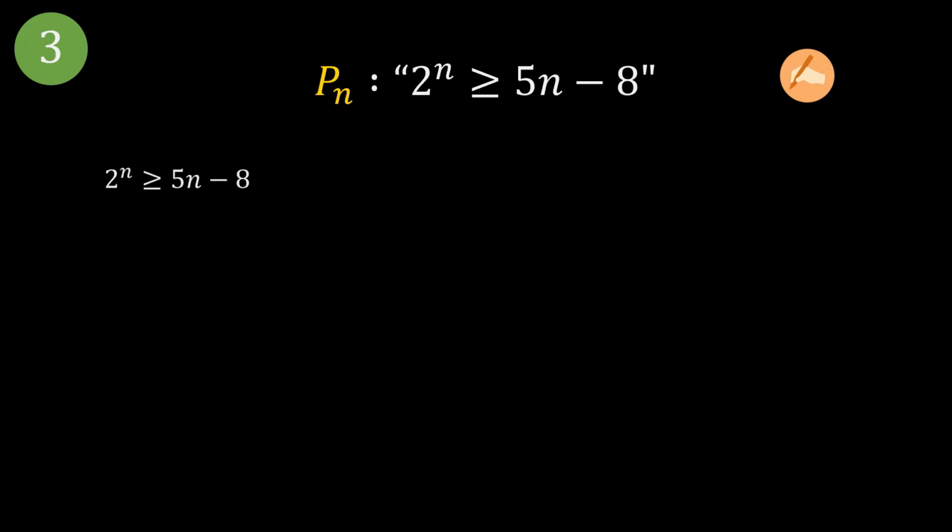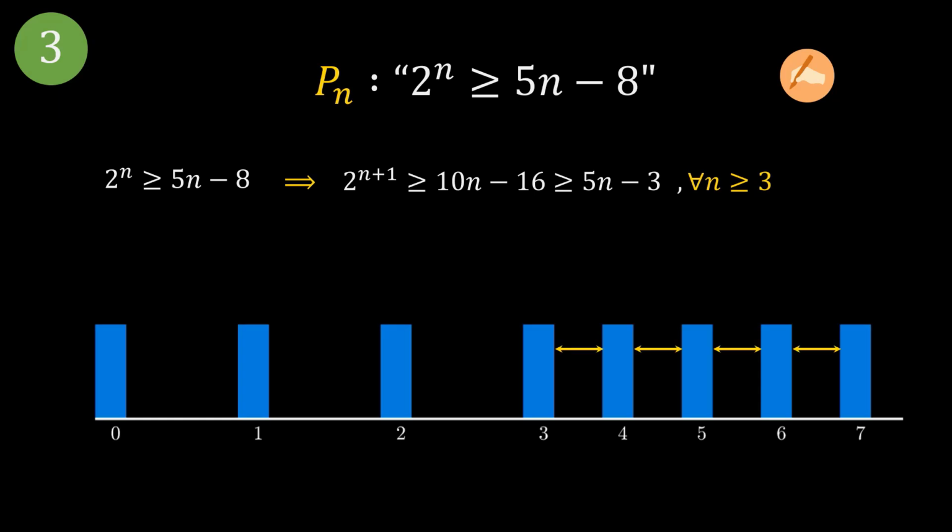If 2 to the n is greater than or equal to 5n minus 8, we can multiply by 2, and we get 2 to the n plus 1 greater than or equal to 10n minus 16. Is this greater than 5n minus 3? Only if n is greater than or equal to 3. This means that the induction step is true only starting from 3. In other words, the distance between the tiles is small enough only starting from 3.